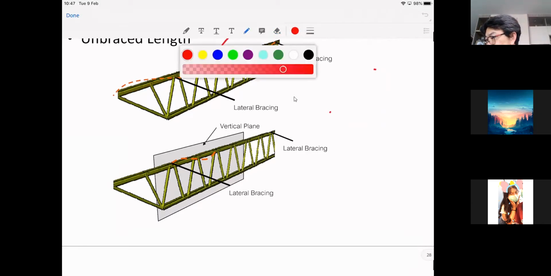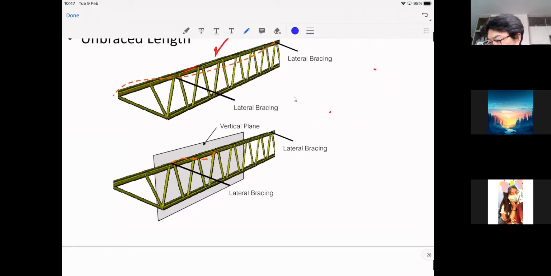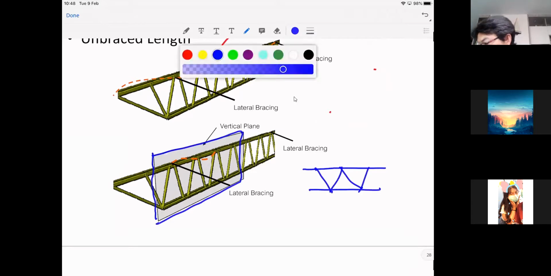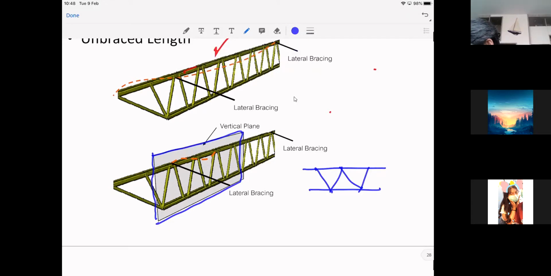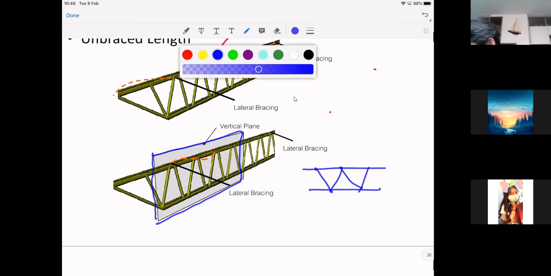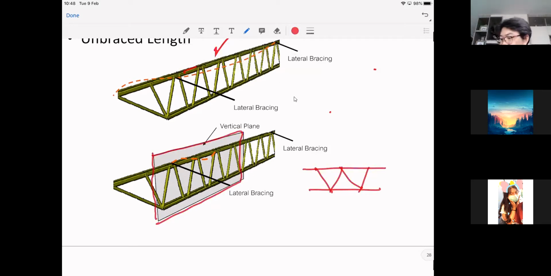But in this case, if you look at this gray plane, you will see the picture of the truss, just like what I drew, and you will see that this member will buckle. Too bad I don't have the orange color. This orange color in here is basically this line. And this is the picture when we look at this plane.